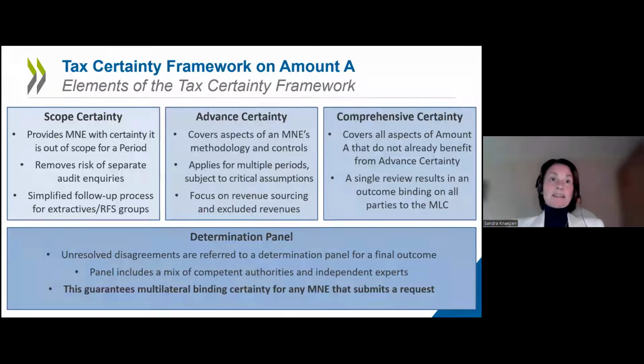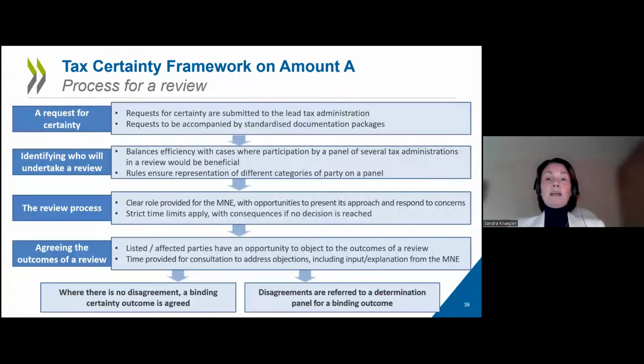If we go to the next slide, you will see that for all of them, they have special features, but they also have a lot of things in common with regard to the process. For each of them, the request made by the M&E to the lead tax administration starts the process. The lead tax administration will typically be the jurisdiction where the ultimate parent of the M&E group is resident. And the request will be accompanied by standardized documentation, depending upon which type of certainty is requested.